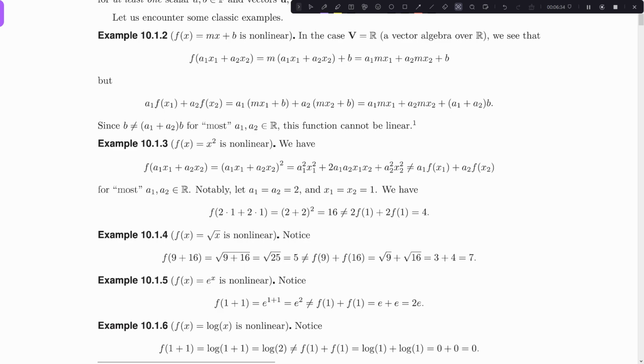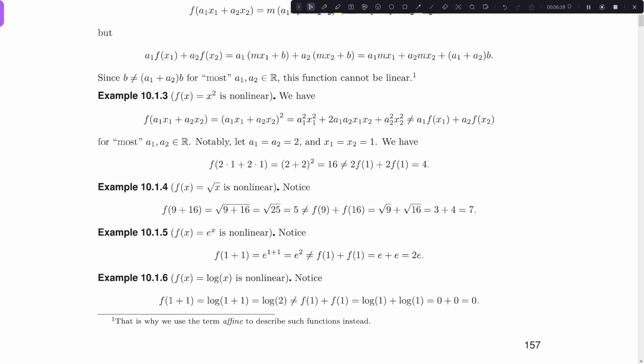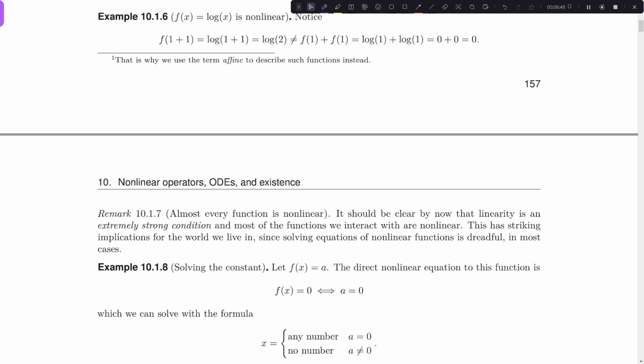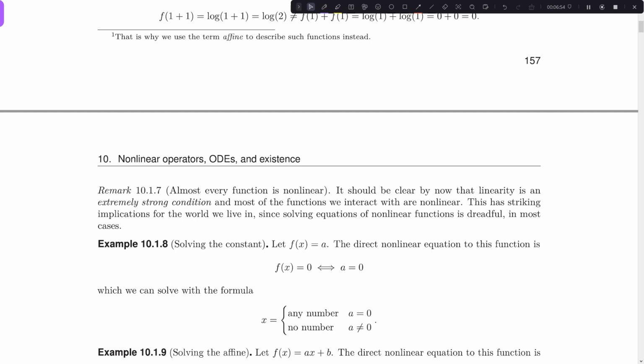All right, let's see what else. We have the square root function is nonlinear, the exponential function, the log is nonlinear. I mean, you know this. The only linear functions are multiplication by m, right? f equals mx is the only linear function of one variable. Yeah, and I put that in a remark there. So it should be clear that linear is an extremely strong condition. Most of the functions we interact with are nonlinear.